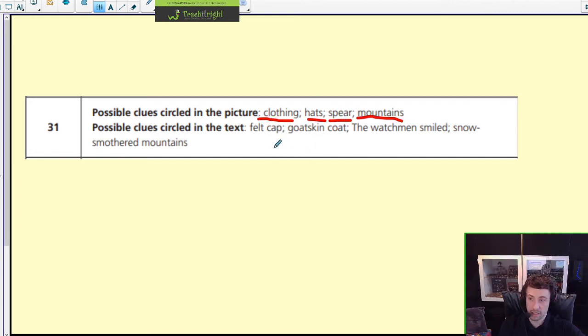Clues in the text could have been the fact they mentioned the cap, the goatskin coat, the watchman. What is a watchman? Do we have watchmen nowadays, or is that more old-fashioned? Snow-smothered mountains, again, that's a clue as to where. So you see it's who, what, when, where, why. These are all things that might give you information. And there are potentially more good answers as long as you're able to justify them.